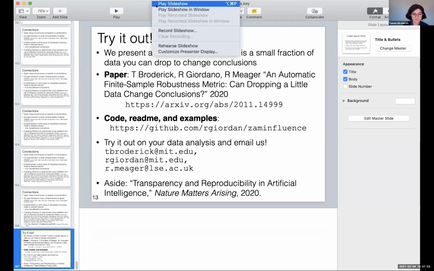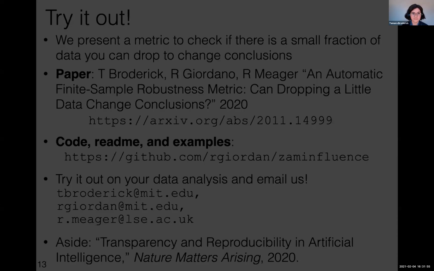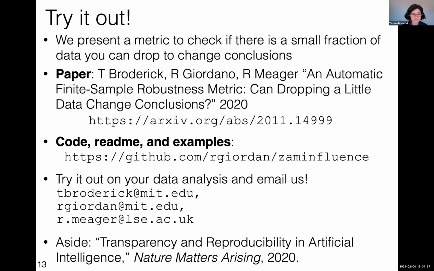Oh, hi, Dr. Broderick. Thank you for the talk. It is very inspiring. I have a question. So my understanding of this method is that given data, this method outputs a binary result: 0 if the parameter's sign cannot be changed by dropping 5% of the data, and 1 if I can drop 5% of the data to change the parameter estimate.